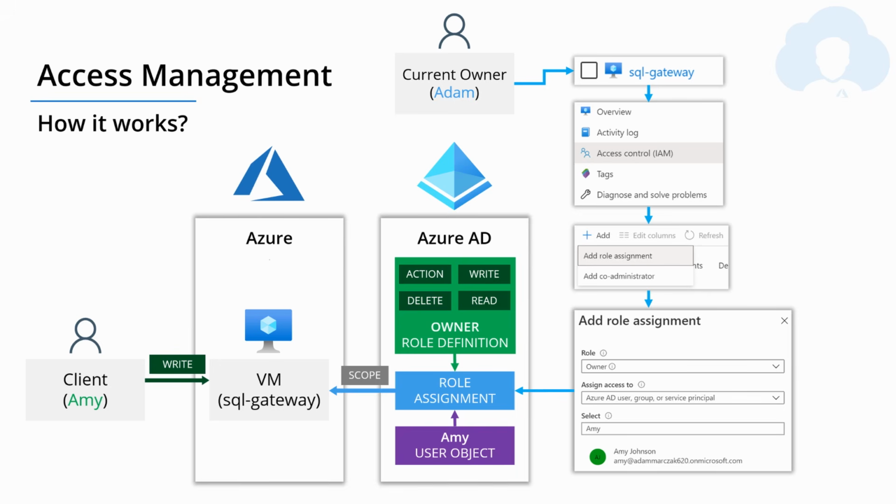Once this is done, Azure will automatically verify whether that role assignment exists, and whether that role assignment exists in a context of this virtual machine scope or its parent scope like resource group or subscription. If it does, then Amy will be allowed to update virtual machine.